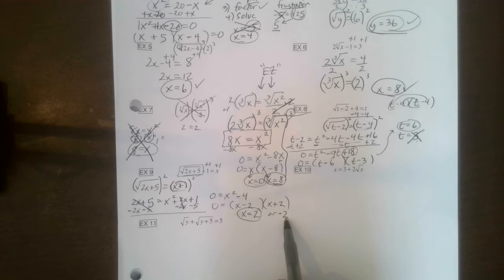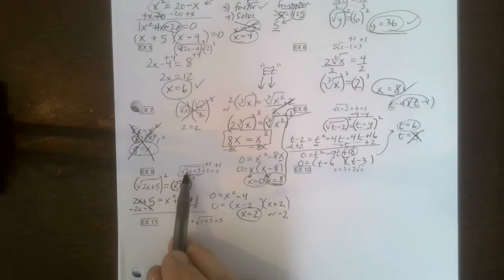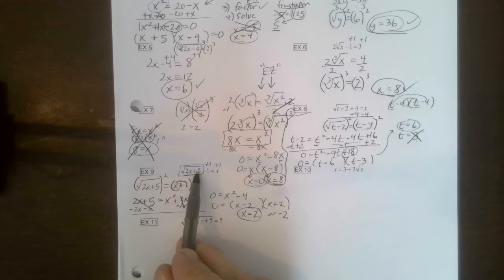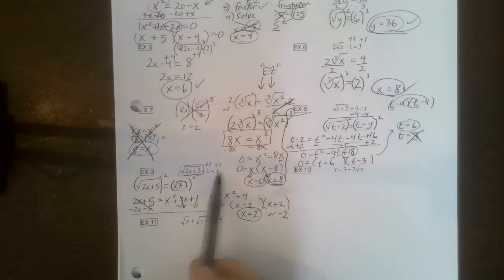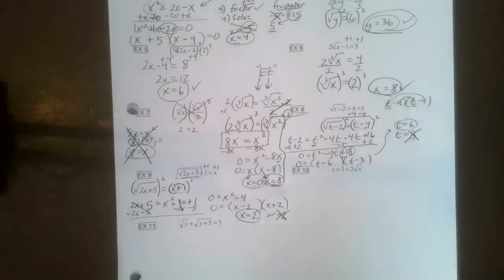Negatives seem like they don't work very often, but let's plug it in. What's negative 2 times 2? Negative 4. Plus 5? 1. What's the square root of 1? 1. What's 1 minus 1? 0. Does 0 equal negative 2? No. There you go. All right.